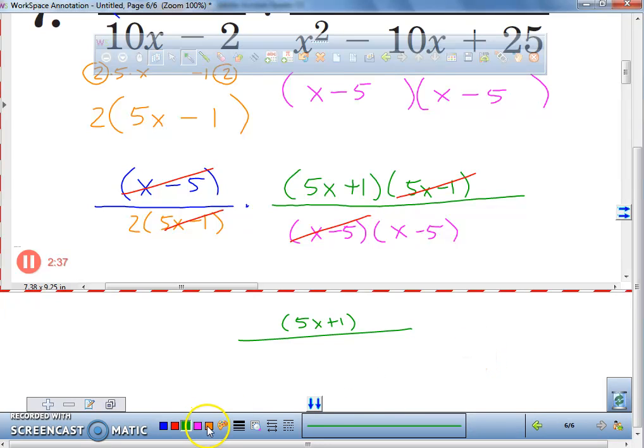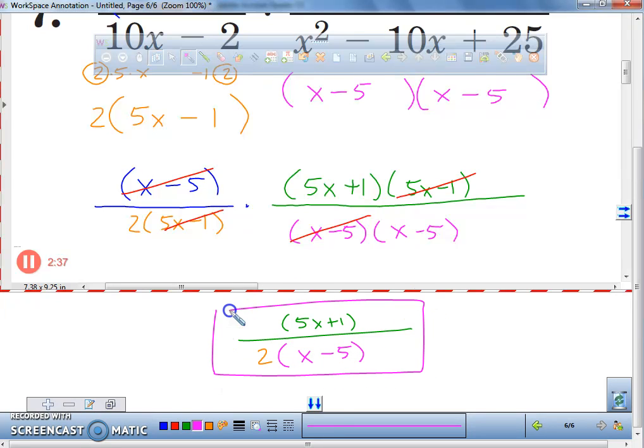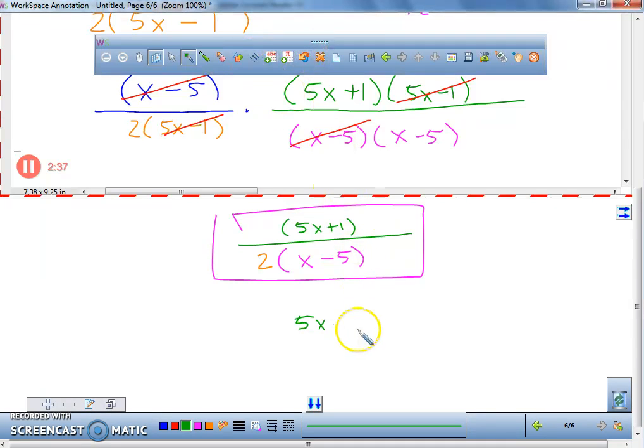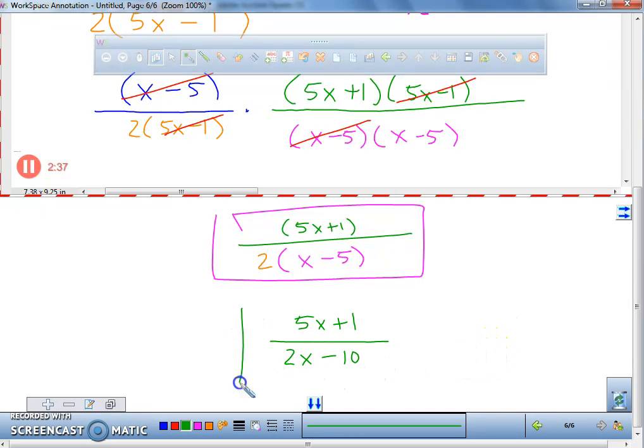What numbers do you see remaining in the denominator factors? I see a 2 and a what? X minus 5. And there's your answer right there. Now you could also see this as 5x plus 1 over, you could say, 2x minus 10, if you wanted to. Okay? That would still be acceptable. Or you could leave it like this. Either way, it still works. Nothing else can be canceled out.